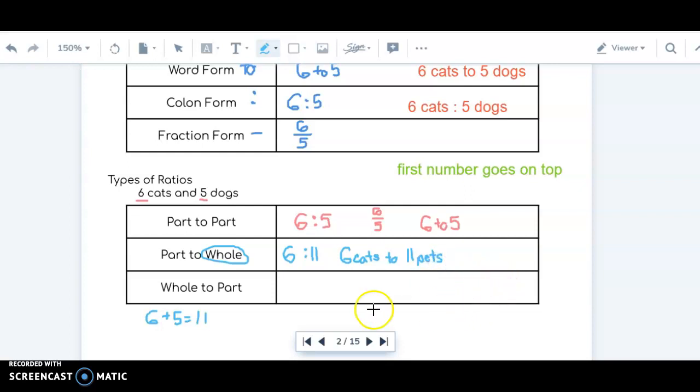All right? What about the whole to part? Okay? Take a second, pause it, see if you know what the ratio is going to be, and write it in the 3 ways, okay, the 3 forms. And here we go. So we're going to write 11 to 6 because I chose cats, okay? If you picked 11 to 5, you're also right, all right? If I wrote it as a fraction, it would be 11 over 6 because the 11 was first. And if I wrote it in words, I would make sure to use the word "to."